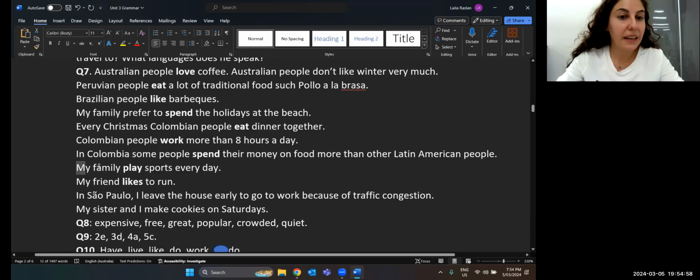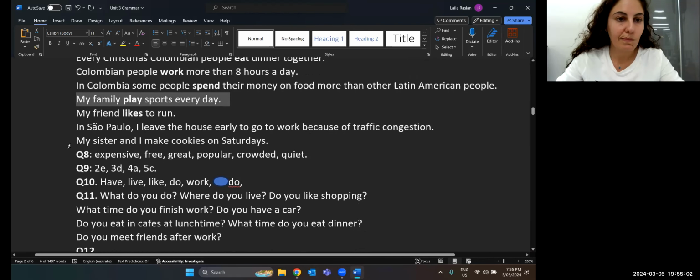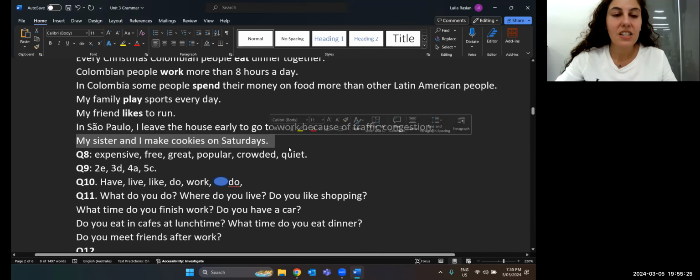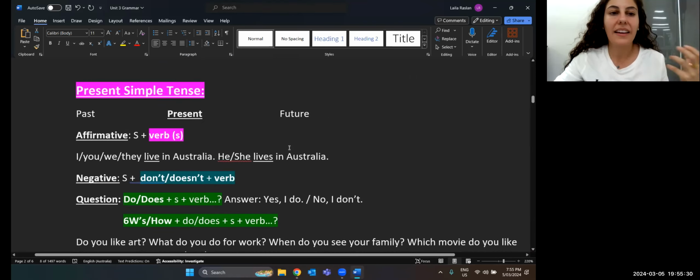My family play sports every day. My friend likes to run because remember it's a he, she, it. We add an S to the verb. So my friend, he likes to run. In Sao Paulo, I leave the house early to go to work because of traffic. My sister and I make cookies on Saturday. So we can also use the present simple when we talk about a routine.